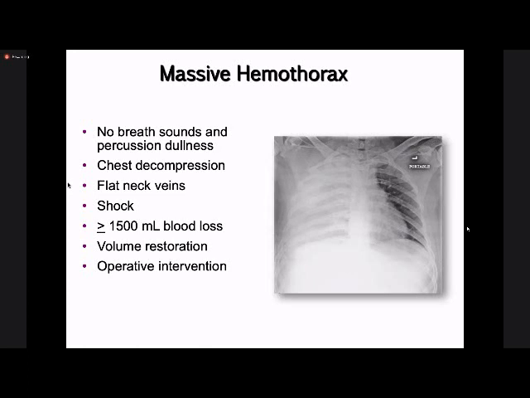Immediate management: you have established the airway, then breathing, and you have found there's a problem. Immediate IC tube insertion is the management. We call it a massive hemothorax when the initial drainage is more than 1,500 milliliters.